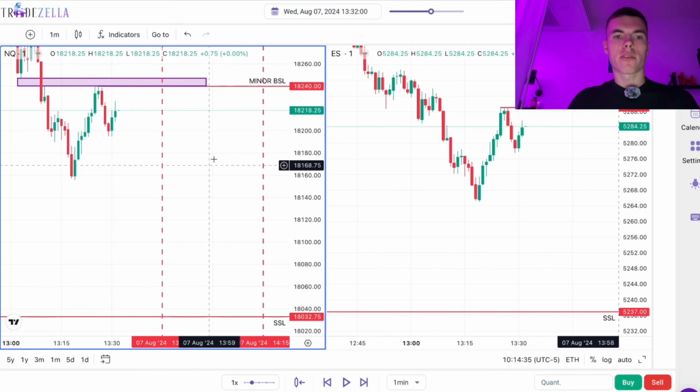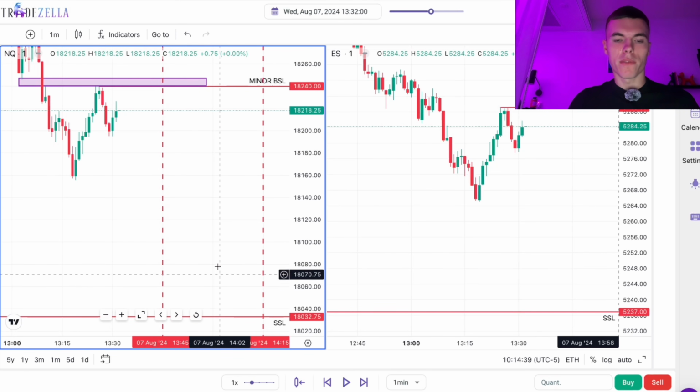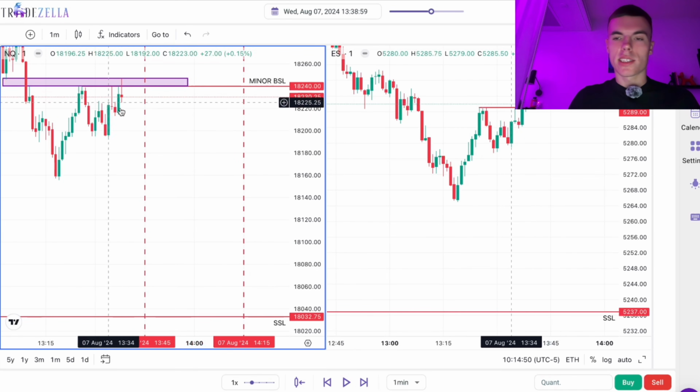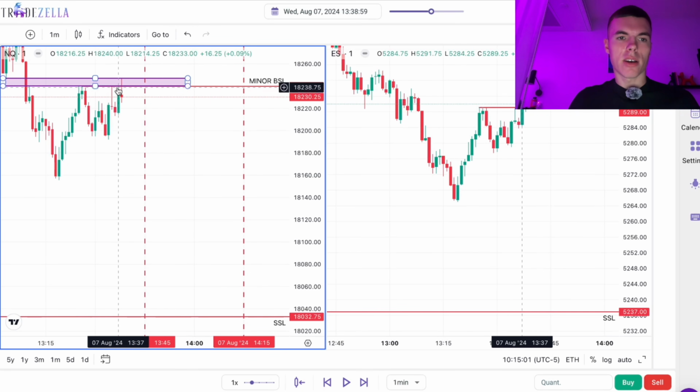So I've just marked out the macro for the PM. We look for our entries between this window, which is a 30-minute window, 1:45 to 2:15. So let's take a look at price. Okay, so stating the obvious, as of now, both NQ and ES are extremely correlated. We've both just taken out the minor buy side liquidity and we've taken out this short-term high.